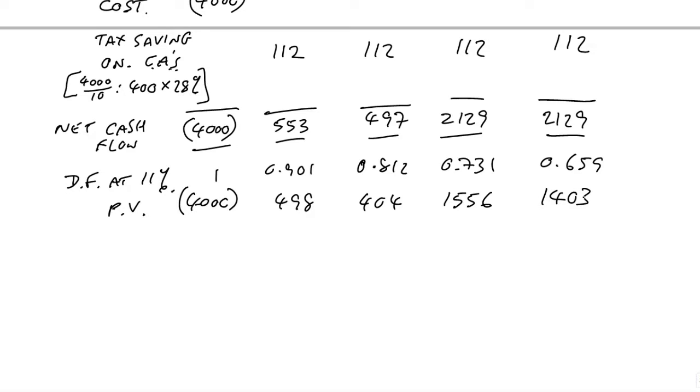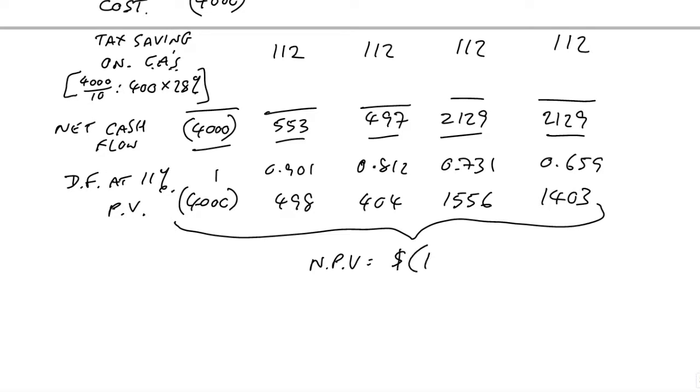And so, last of all, the net present value. What's the total? 498 plus 404 plus 1556 plus 1403 minus 4,000. The net present value is negative. It's 139. And there we are. We're not asked to make any comments, so I won't waste time. Positive, accept, negative, reject. We're not asked for a comment. It's purely calculate the expected net present value.